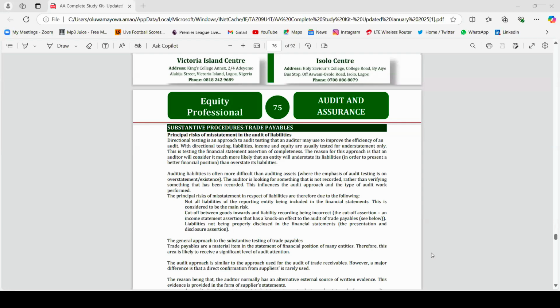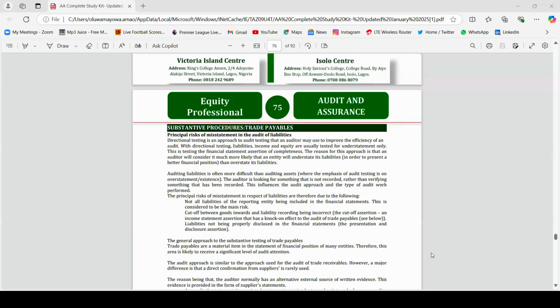And from there, we also look at non-current liabilities because we are looking at liabilities today. We'll look at what non-current liabilities are, and what substantive procedures should be carried out for them. Then from there, we'll look at the income statement. We'll look at your revenue, purchases, and how the auditor should test for material misstatement around the income statement. So basically, this is what we'll be looking at today. So not to waste most of our time, let's start.